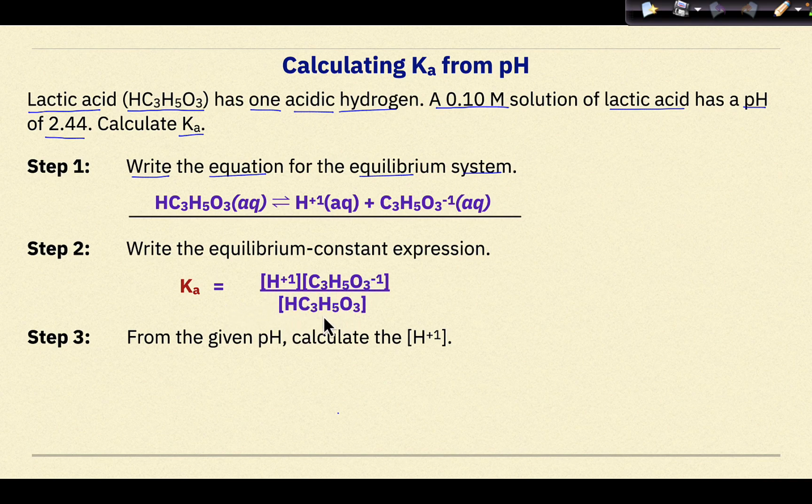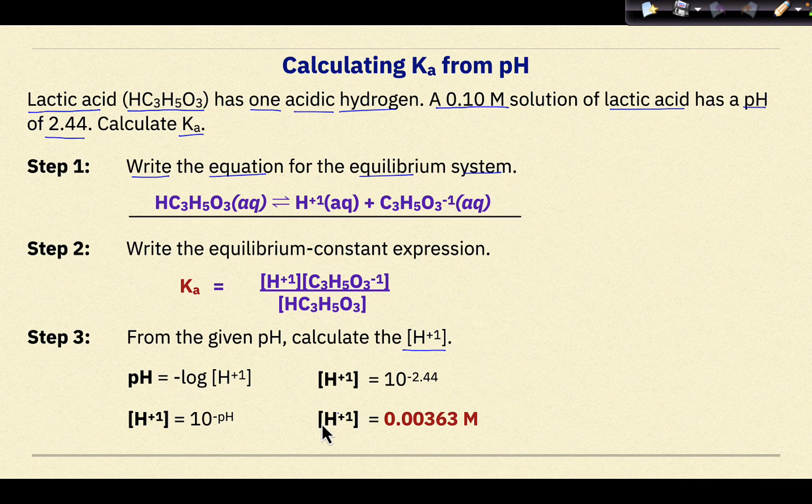After we have our equilibrium constant expression written, we'd go on to step 3, and from the given pH, calculate the hydrogen ion concentration. So we would start with pH is equal to the negative log of our hydrogen ion concentration. We would rearrange our formula to find the hydrogen ion concentration, which is equal to the antilog of the negative pH. We would plug in our numbers and then solve for our hydrogen ion concentration. In this case, it's 0.00363 molar. We're going to take this number and use it on the next slide.